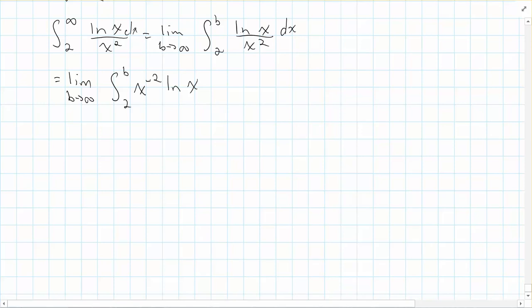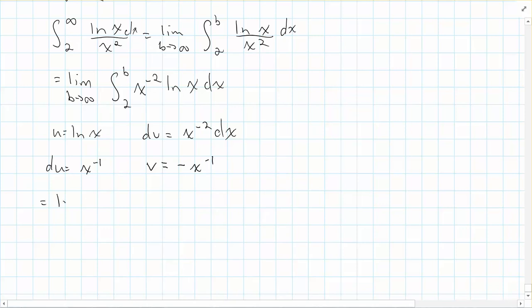But that's where you definitely want to remember your LIPET: log, inverse, polynomial, exponential, trig. Because it's clearly not u substitution, it has to be integration by parts. So u needs to be natural log of x, dv needs to be x to the -2 dx. So du is, I'm going to write it as x to the -1 as opposed to 1 over x. And then v, integrating this, would be negative x to the -1.